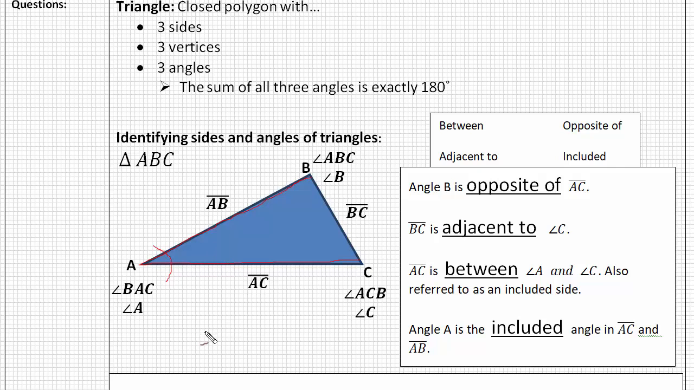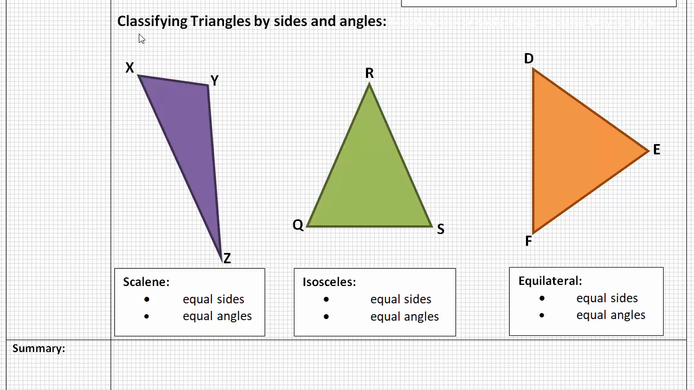Let's end on classifying three types of triangles. In this last section of this video lesson, we are going to be classifying triangles by sides and angles. So I've included three different triangles here. Our first triangle is called a scalene, our second triangle is called isosceles, and our third triangle is called an equilateral. And that has to do with the number of equal sides and equal angles for each of these, and I purposely left a blank.